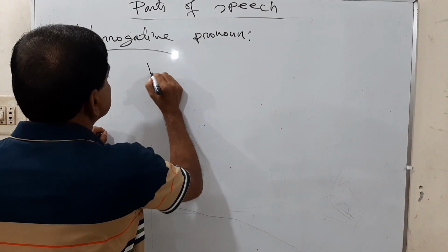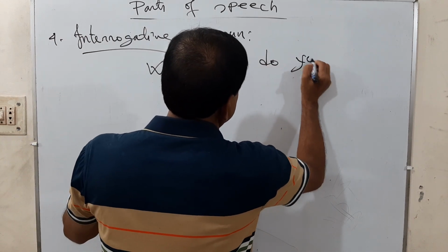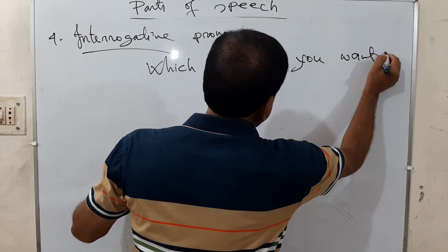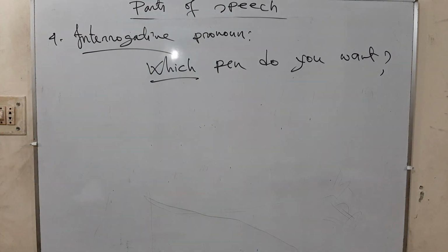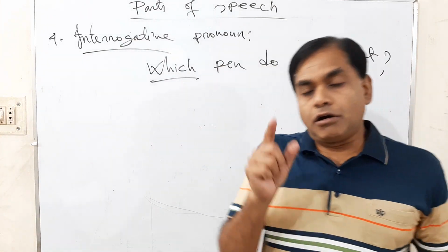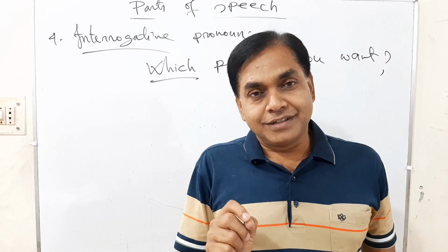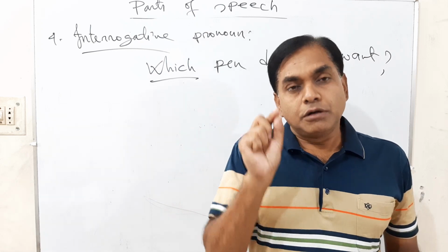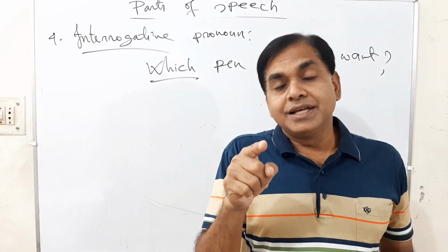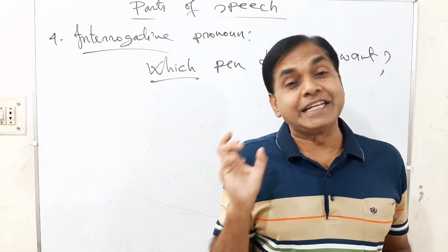Look at it. Which pen do you want? Yes, who, which, what, where, all are called interrogative pronoun. Who, which, what, that, whom, whose, all are called interrogative pronoun, because all these pronouns are used for interrogation.